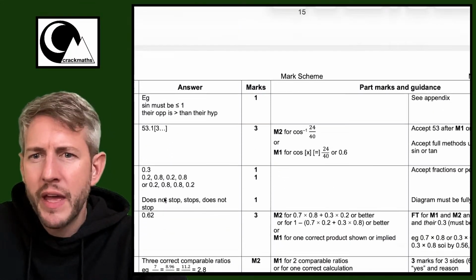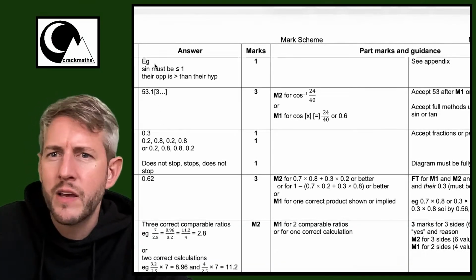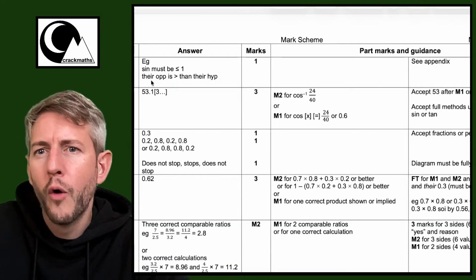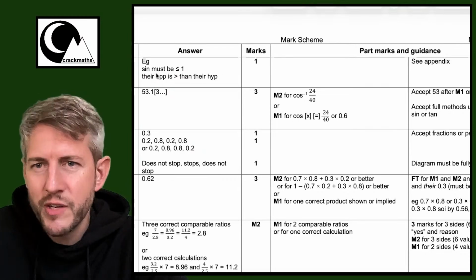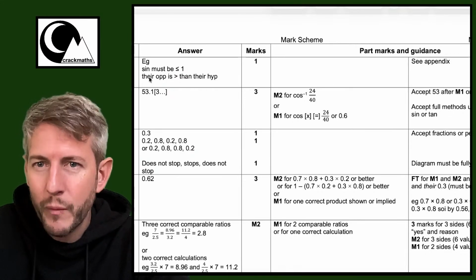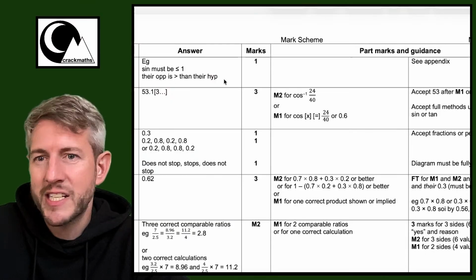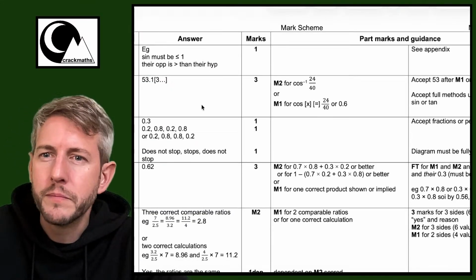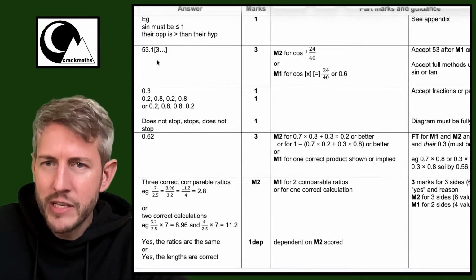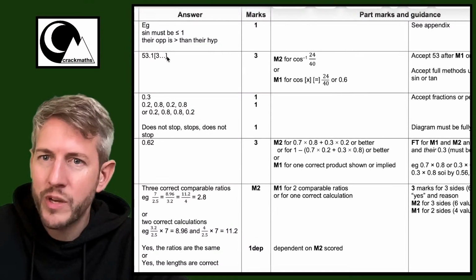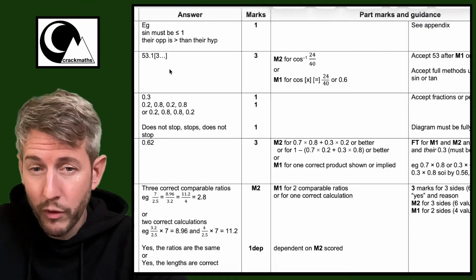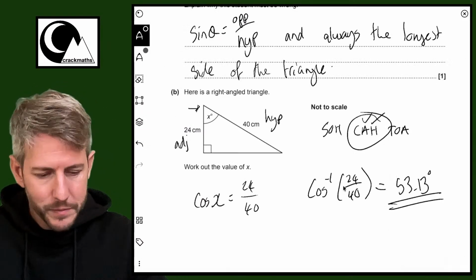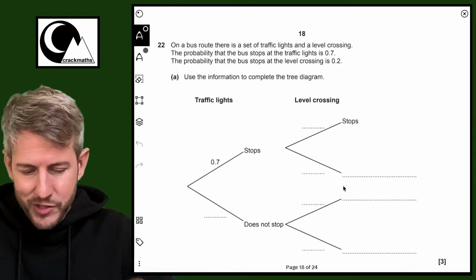And then here, what we've got is sine must be less than 1, or their opposite is greater than the hypotenuse. So we went with option B here. We said that the hypotenuse had to be the longest line, and so that doesn't work. And then they've given us 53.1, which is what we did, 53.13. Okay, great. Right, let's have a look at question 22.